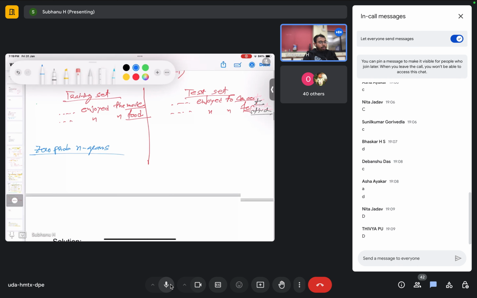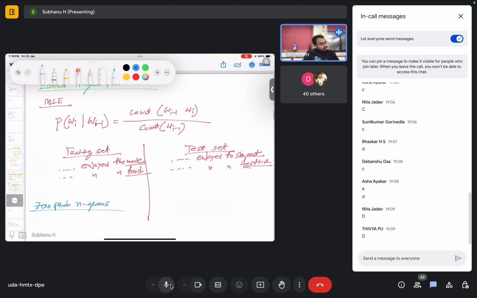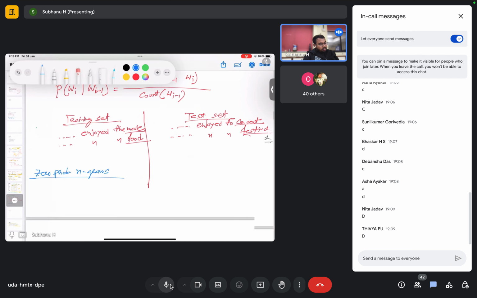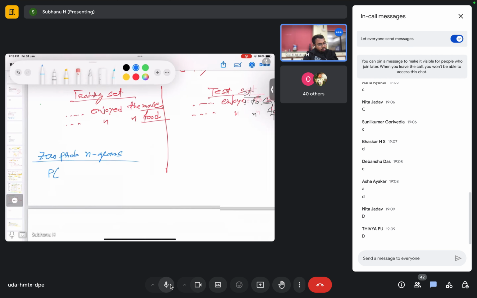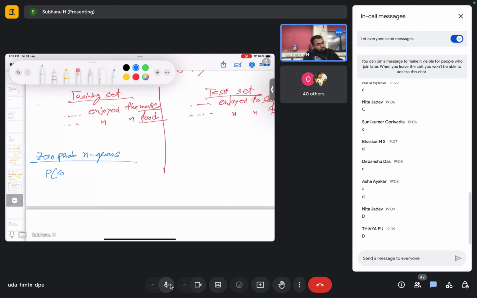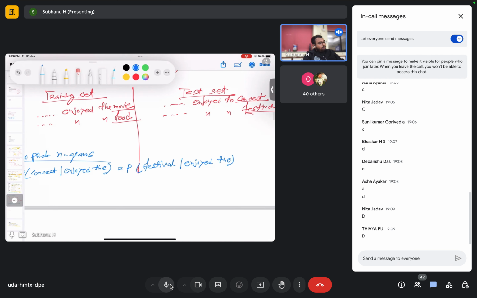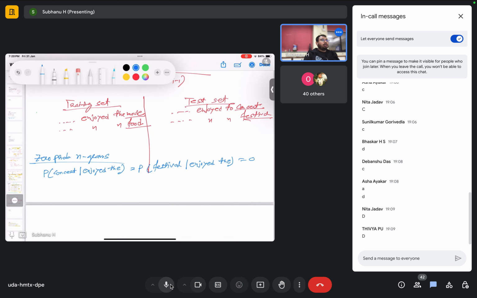Why is this called zero probability n-gram? Because you have never seen in your training data that there is probability of concert given enjoyed the, equal to probability of festival given enjoyed the. So the probability is zero because you have never seen it in your training data.